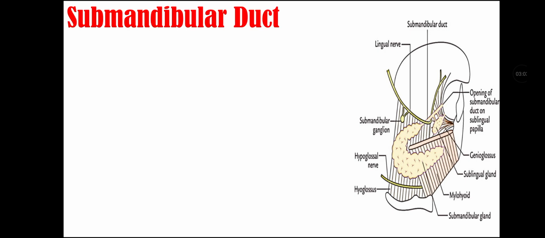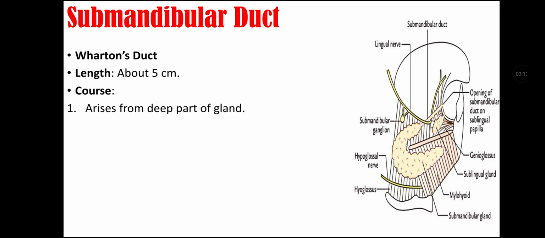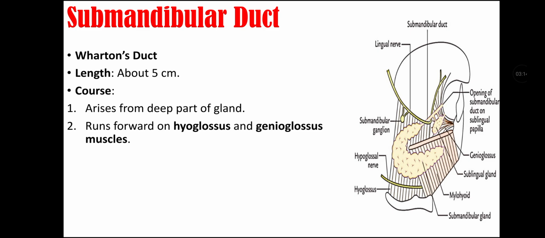posterior border. Talking about the submandibular duct, it is Wharton's duct. Its length is about 5 centimeters. As for its course, it arises from the deep part of the gland. It runs forward on the hyoglossus and genioglossus muscles. It loops around the lingual nerve.